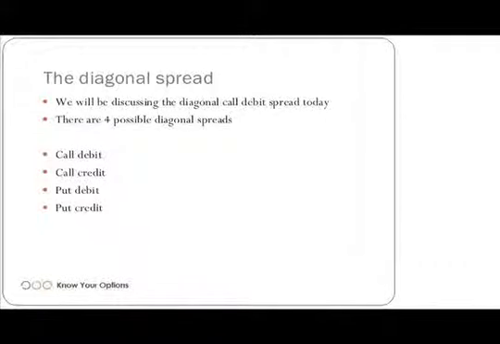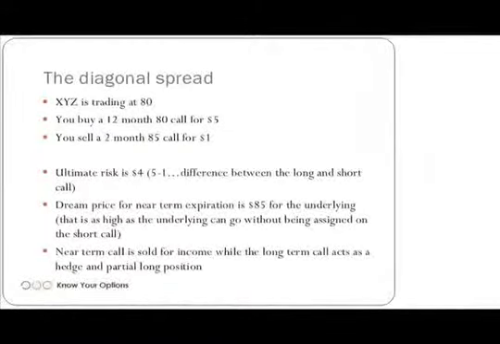Let's go over our example. XYZ is trading at 80. Same concept as what we had before. And I see I have the addition right on this one. Once again, I apologize for the typo on the last one. XYZ is trading at 80. You buy a 12-month 80 call for $5. You can sell a 2-month 85 call for $1. Now with this, your ultimate risk is $4.